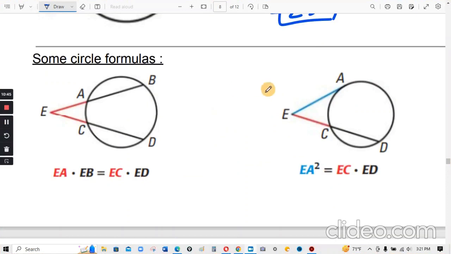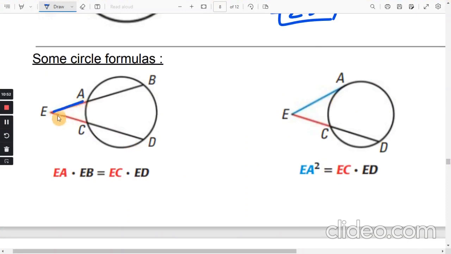I'll give you these circle formulas on the test. EA times EB, so this times the whole thing, equals EC times ED, this times the whole thing. And over here, EA squared, so this times itself, equals EC times ED, this times the whole thing.